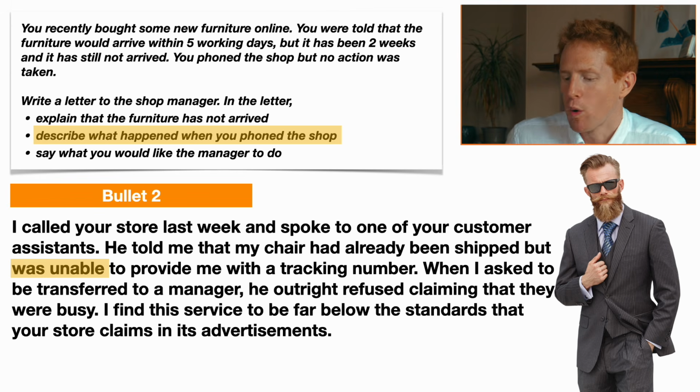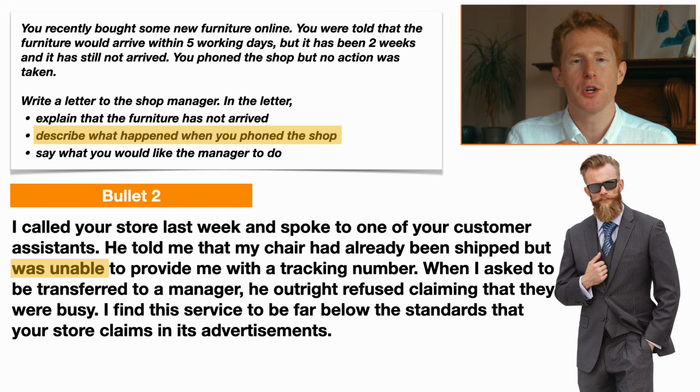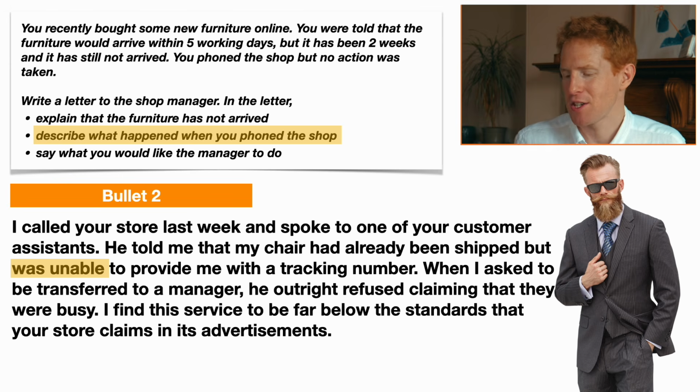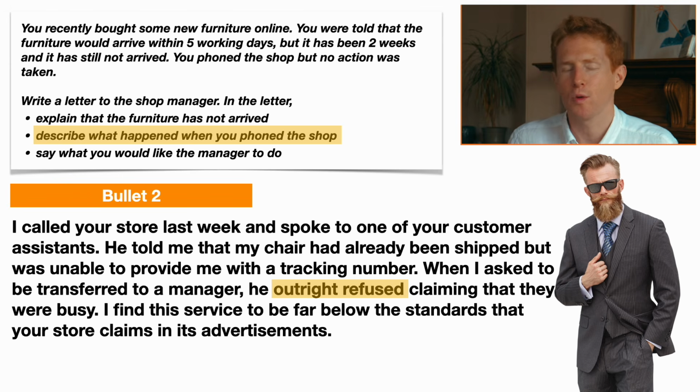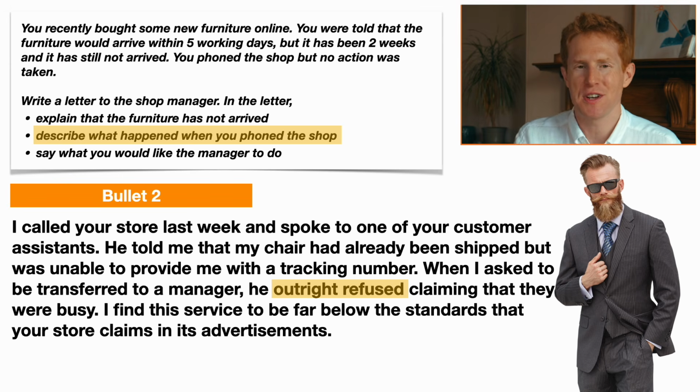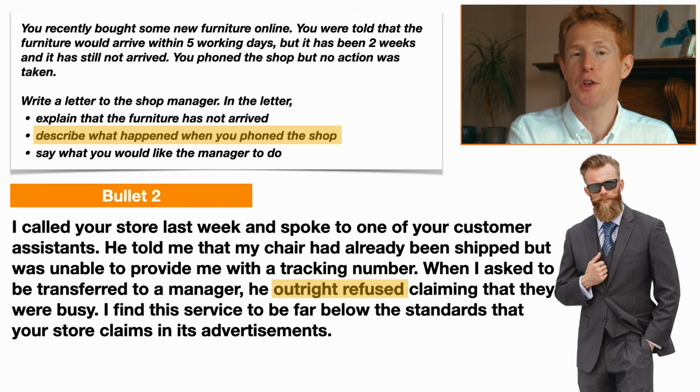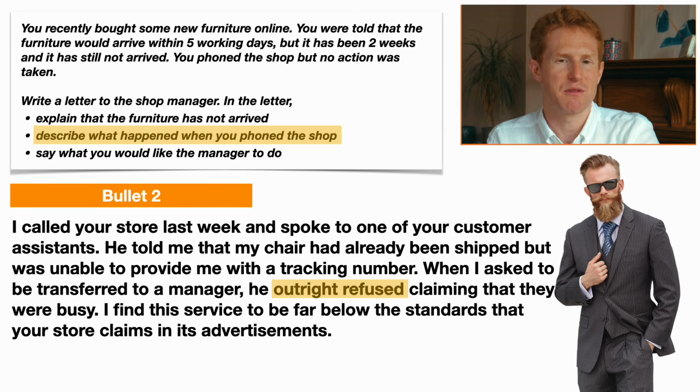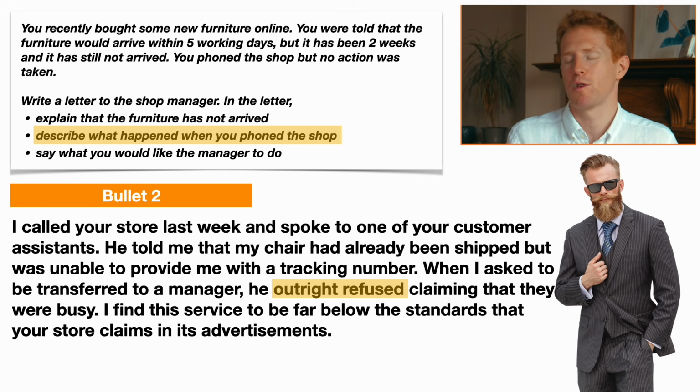Wonderful. He was unable. So instead of saying he couldn't, we use was unable. Again, we're just showing a higher sophistication in our language. He outright refused. So again, we're showing more sophistication. We could say he said no, but we're making this more advanced by saying he outright refused.